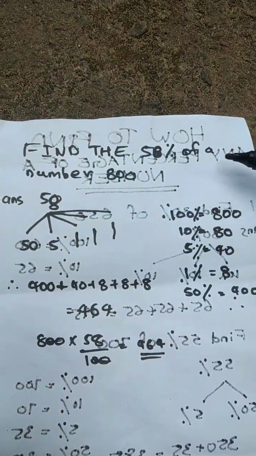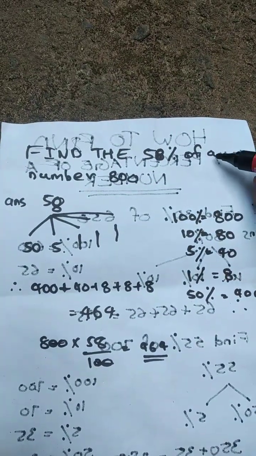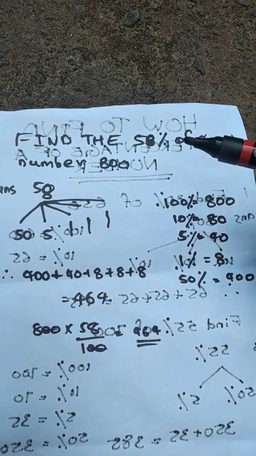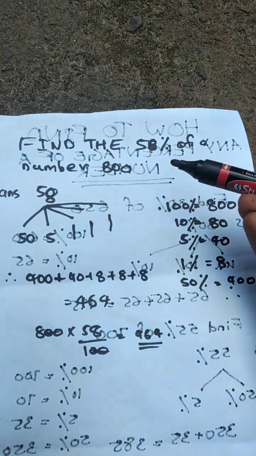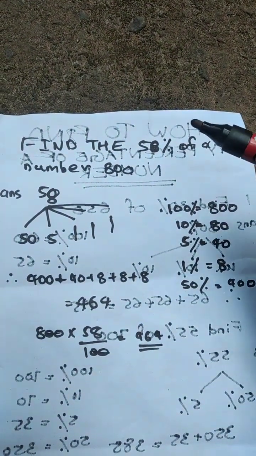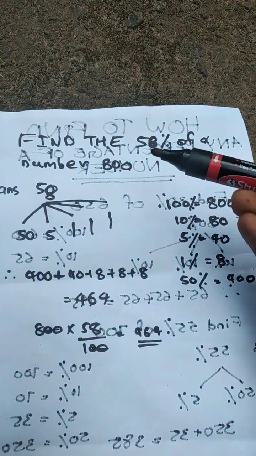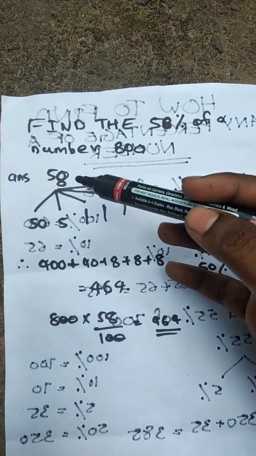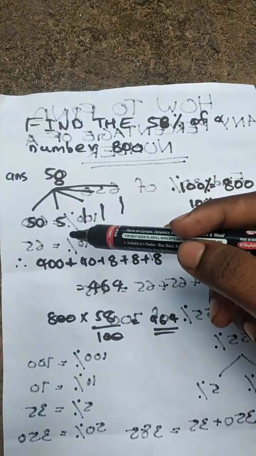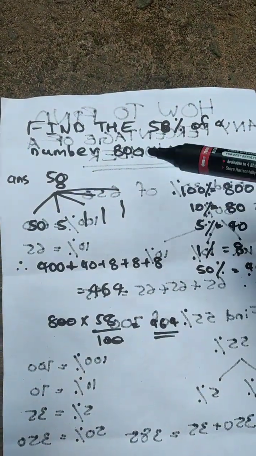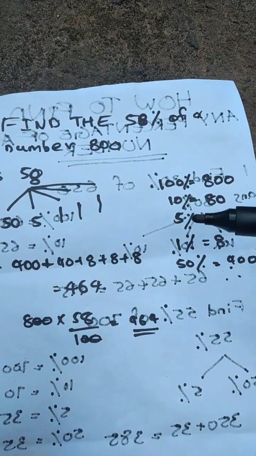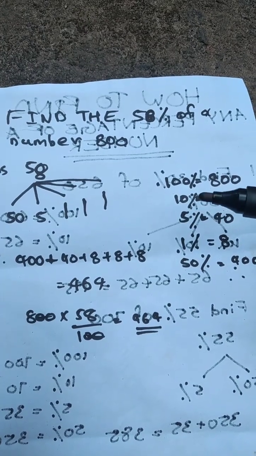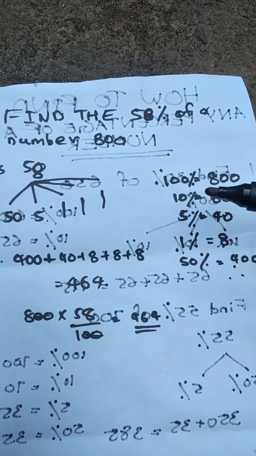Find the 58 percentage of 800. So we want to find the 58 percentage of 800. So how can we split 58 so that we can easily find the 58 percentage of this number? We can split 58 into 50, 5, 1, 1 and 1. So we can look at how we can find the 1%, 5%, 50% and 10 percentage of a number.